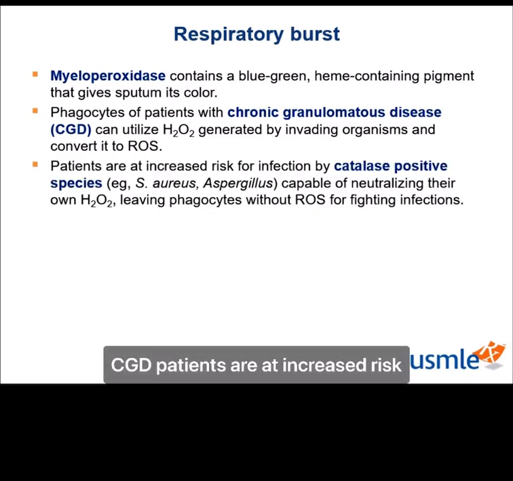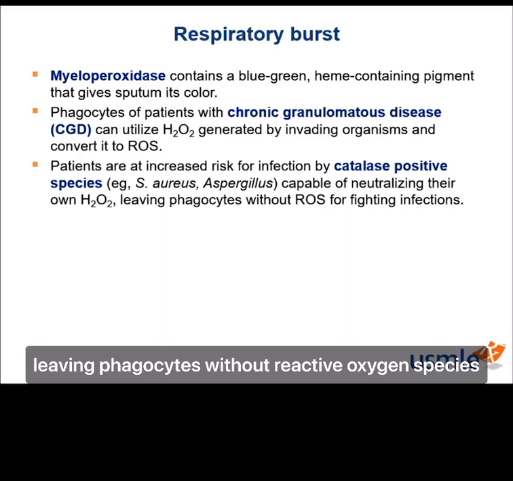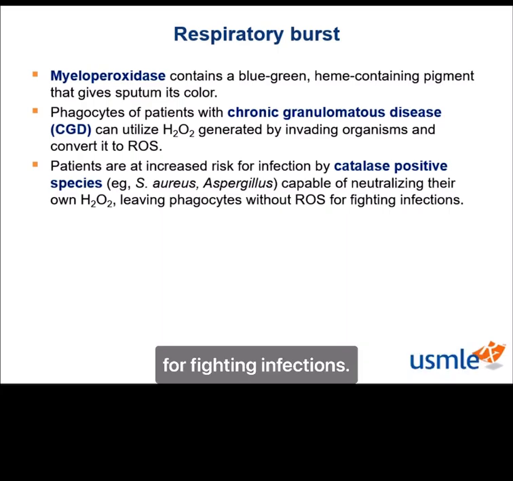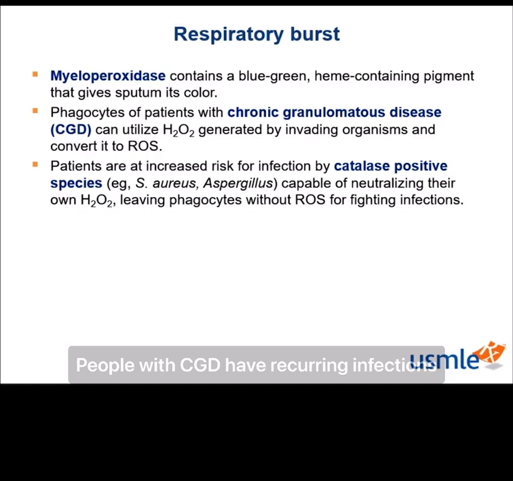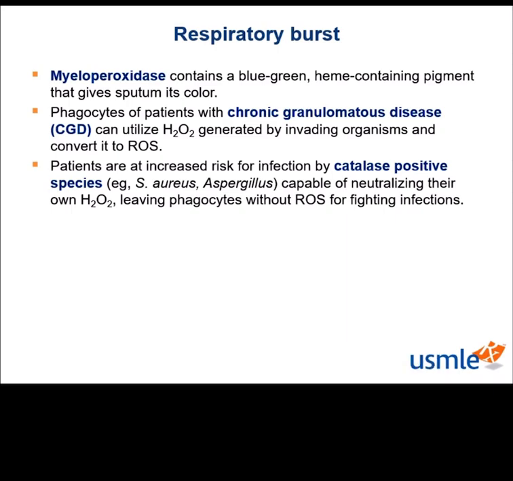CGD patients are at increased risk for infection by catalase-positive species, like Staph aureus or Aspergillus, because those species are capable of neutralizing their own hydrogen peroxide, leaving phagocytes without reactive oxygen species for fighting infections. People with CGD have recurrent infections with certain catalase-positive organisms. Can you name some?